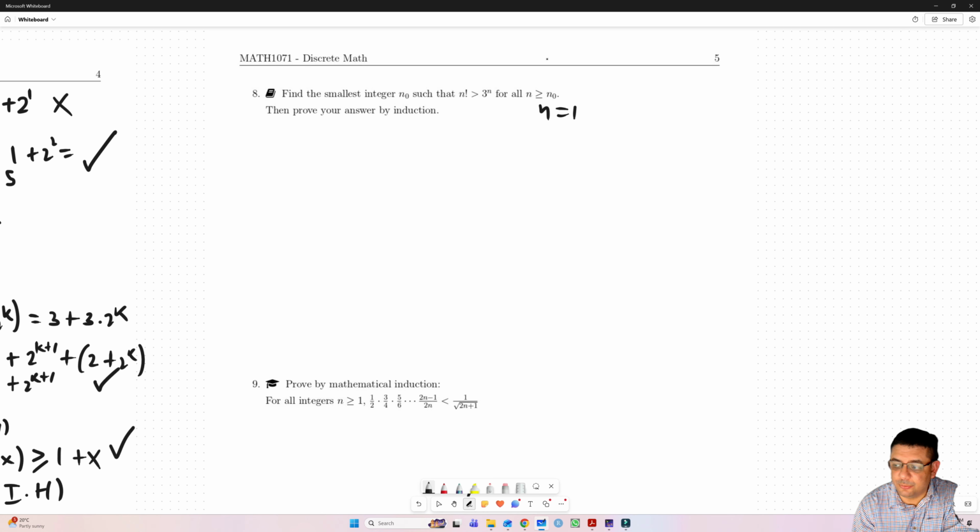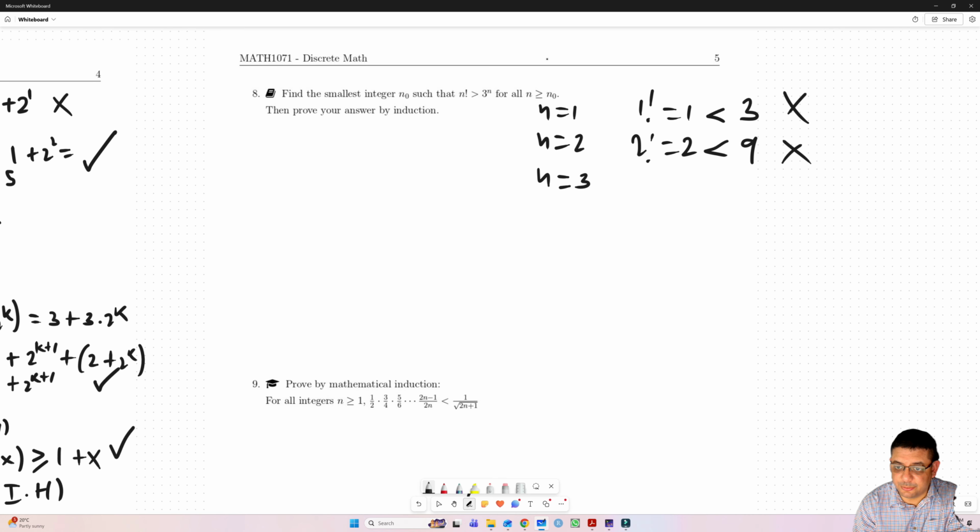If I do n equals 1, I get 1 factorial, which equals 1. This is less than 3, so this doesn't work. If I do n equals 2, then I get 2 factorial, which equals 2. This is less than 9, which is 3 to the n, so this is not going to work out. N equals 3, then 3 factorial, which is 6, which is less than 27, so it's also not going to work. So let's keep going.